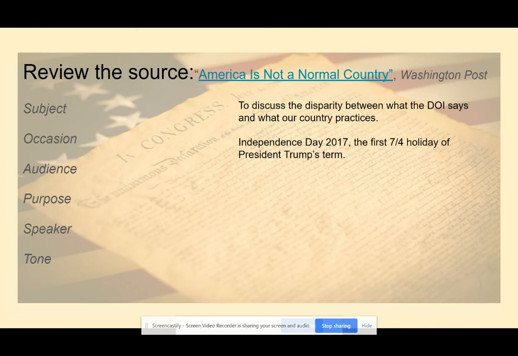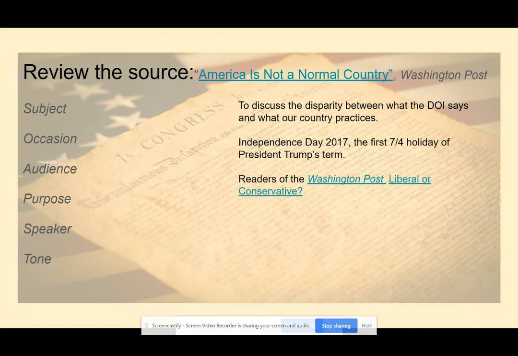You shouldn't have to look really hard for the audience. It's kind of at the top of the page. Americans. Americans who read what? Are not normal. No, not quite. Although some people would say that the people who read the Washington Post weren't normal.